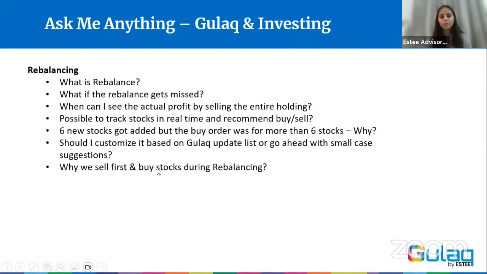So this was a sub part of the question that I've previously covered. Six new stocks got added, but the buy order was for more than six stocks. Why? So they have asked if they should customize based on the Gulaq update or the small case email that they received. I think one of the questions also was, should they customize this so that if they have a view on a specific stock, what should they do about it? Should they express that view?